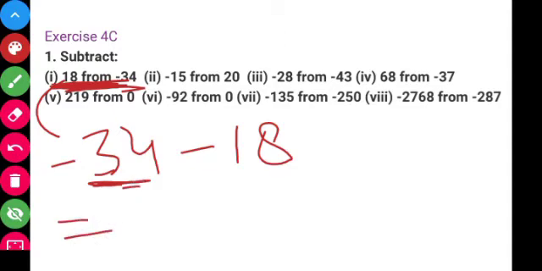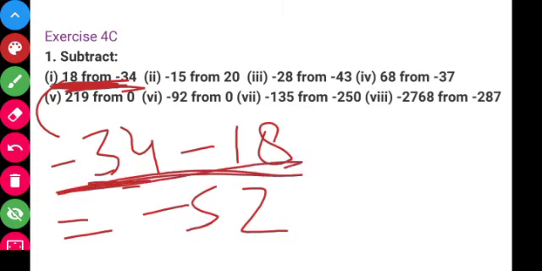So here both have the same sign. For the same sign we have to add. So what will be its value? Here it will be 52 and put the sign. So minus 52. Understand? Both have the same sign, minus sign. So add this, this is 52, and put their sign, minus 52.